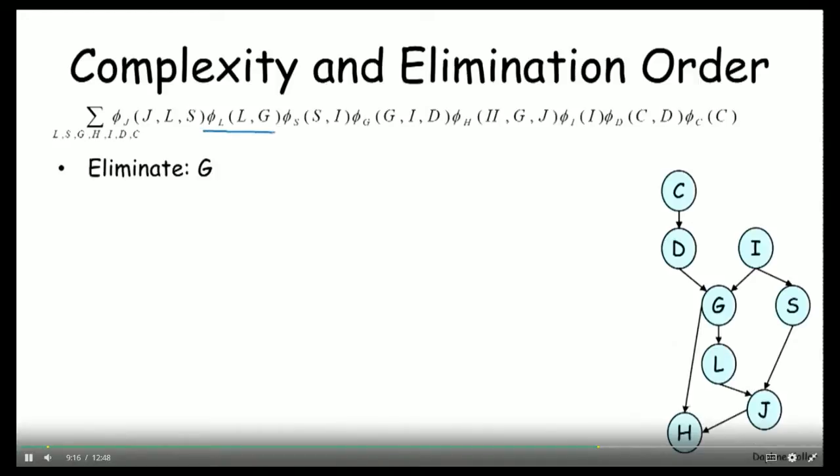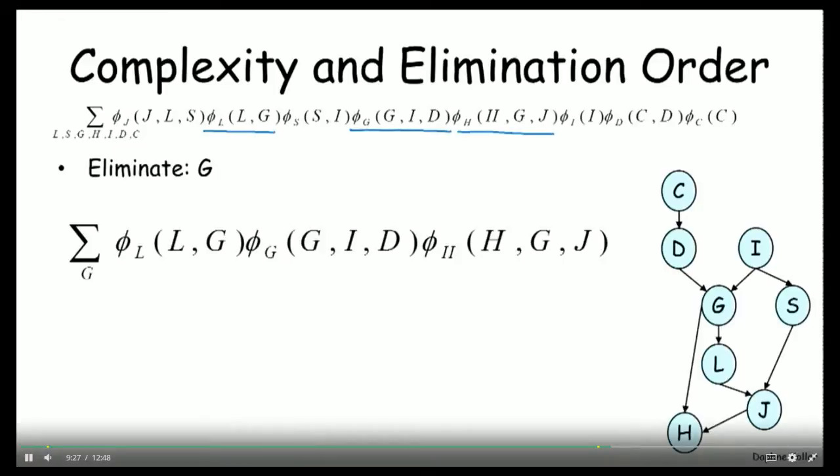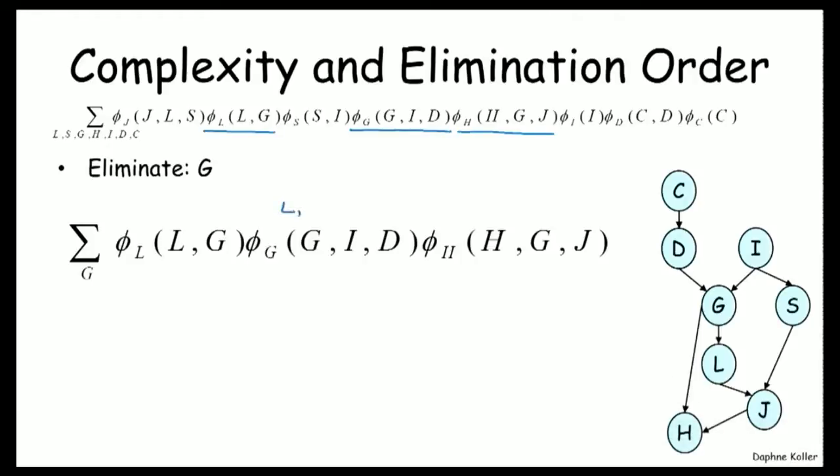Well, phi L of L and G, phi G of G, I, and D, and phi H of H, G, and J. And so if I multiply all these together, it turns out that I now end up with a factor whose scope is, let's see, L, G, I, D, H, and J. So a total of 6 variables. Whereas before, the largest factor that we ever generated had 4 variables. So that's maybe, you might say, 6 versus 4, not a big deal. I mean, how much difference does it make?